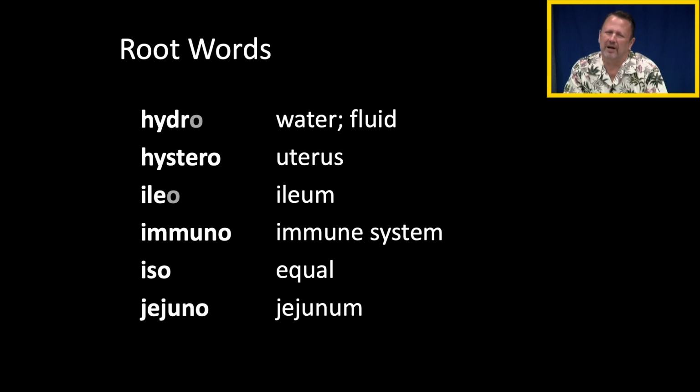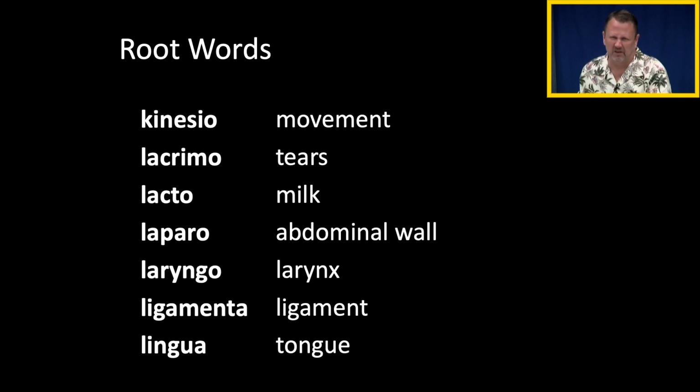Iso is an interesting word. Iso means the same, or iso means equal. Isosceles triangle means their sides are equal, meaning their angles are equal. Jejunal is a part of your small bowel as well. Let's see. Jejunum, ileum, cecum. I think that's right. Kinesio, as in kinetic, refers to movement.